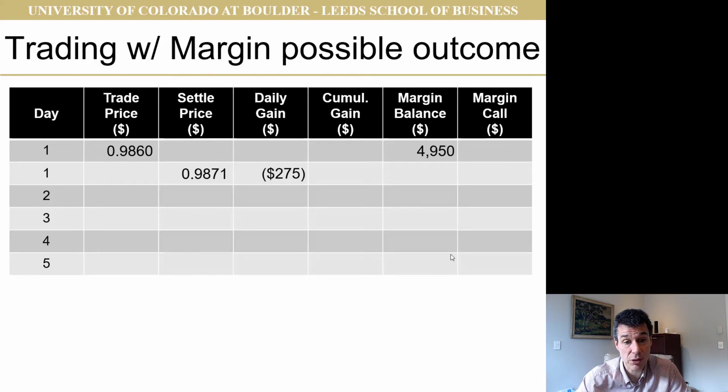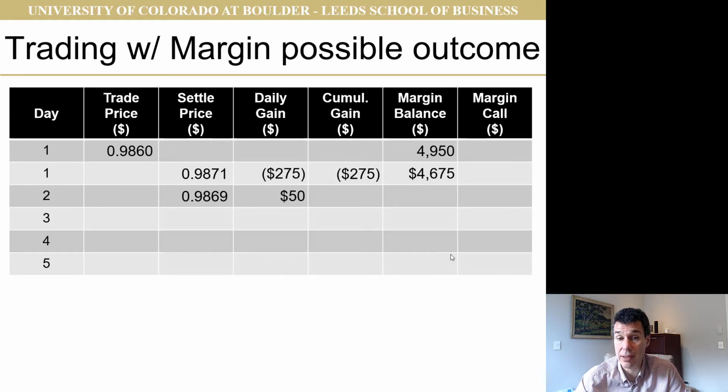How much money did they lose? We can look at the number of ticks. So 9860 to 9871, that is 11 ticks, 11 times $12.50 times 2 contracts. They lost $275. That comes out of their margin. So now they have $4,675 in the margin account. If it goes below $4,500, they get a margin call. So they don't have a margin call. The next day, the price moves a little bit back in their favor to 0.9869.